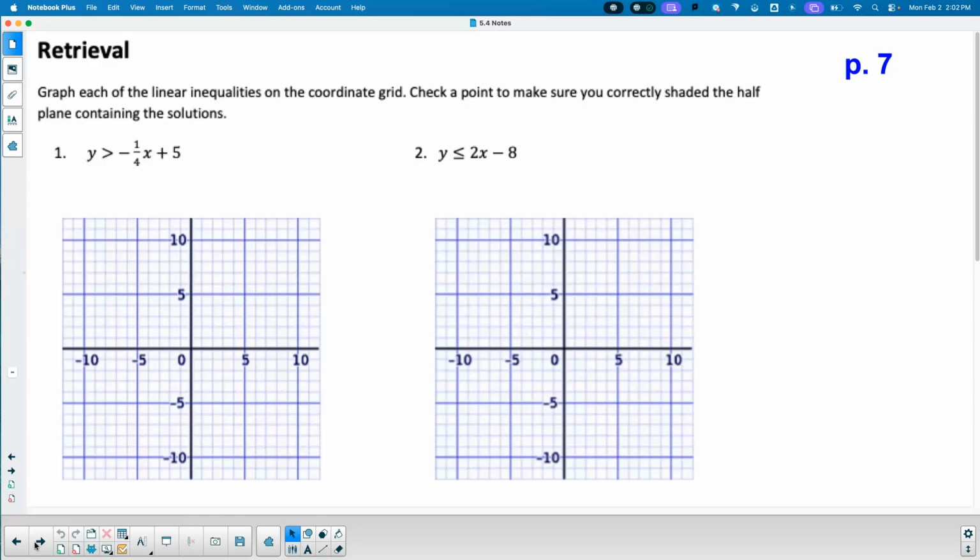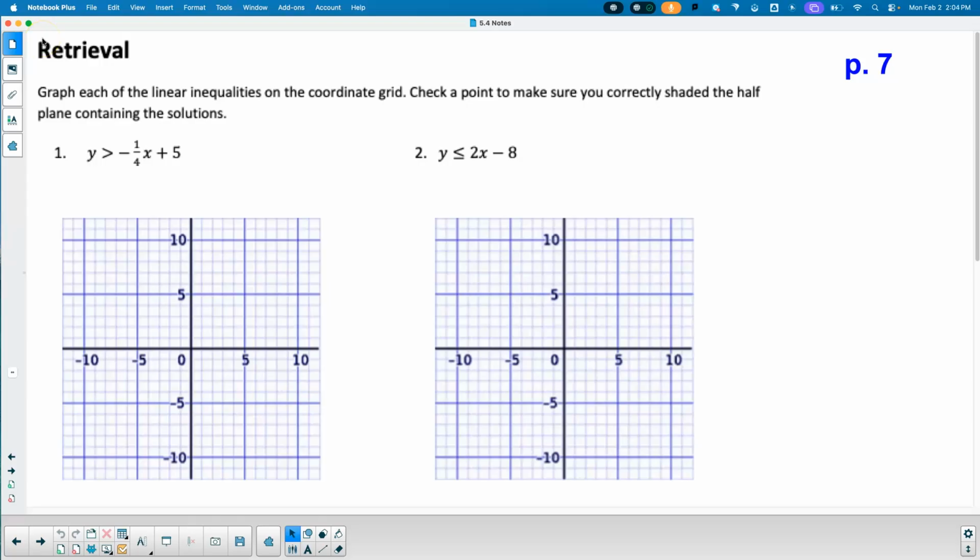Okay? So on page 7 in your note packet, we're graphing a couple of linear inequalities on the coordinate grid. We've done that before. That comes with shading too. So if you could do those two at this point in time, I'll give you a couple of minutes to get those done. Go for it.